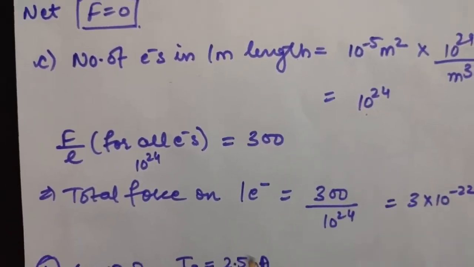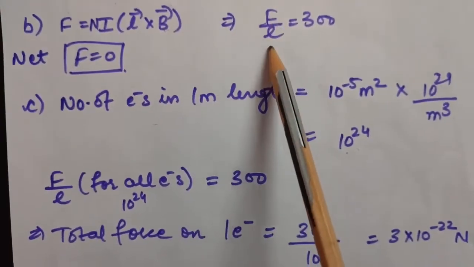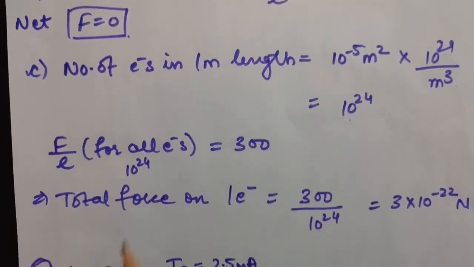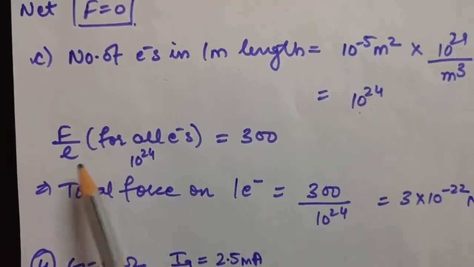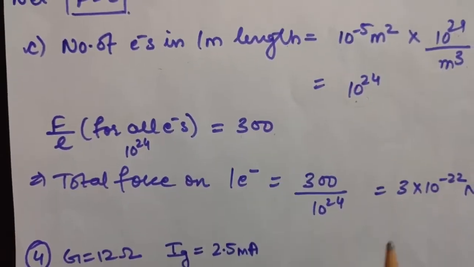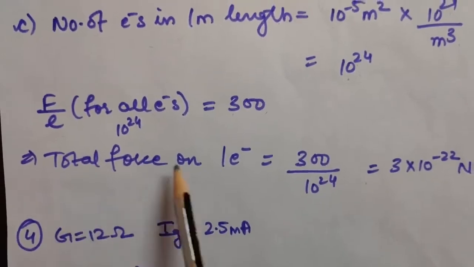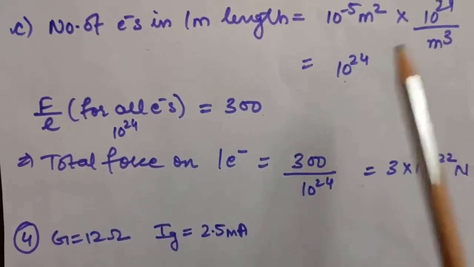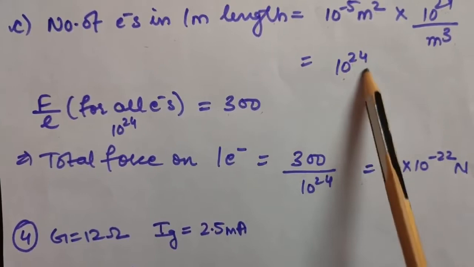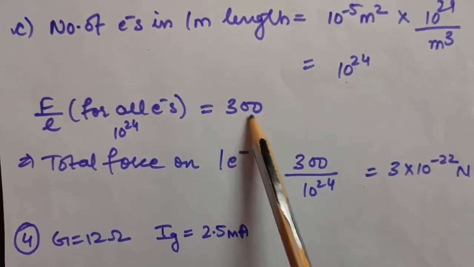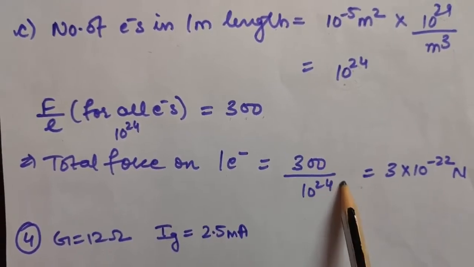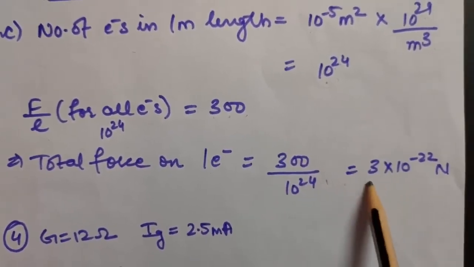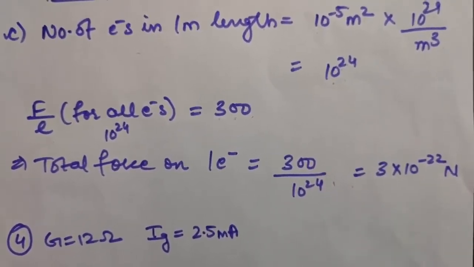So these are the number of electrons in unit length, 10 to the power 24. As we have just calculated, force per unit length on the loop is this. So for 10 to the power 24 electrons, the force per unit length is 300. But we want to calculate the total force on one electron only. So just use the unitary method. On these electrons, this much force is acting. So on one electron, 300 upon 10 to the power 24 force will act. So the answer will come to be 3 into 10 to the power minus 22 newtons.